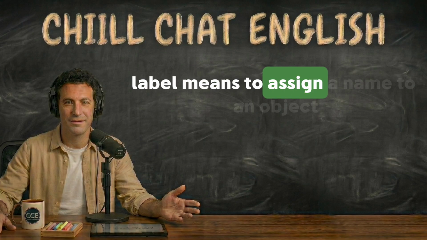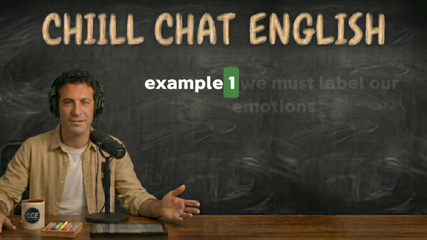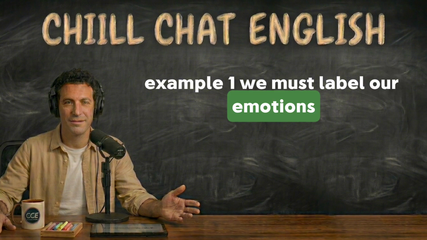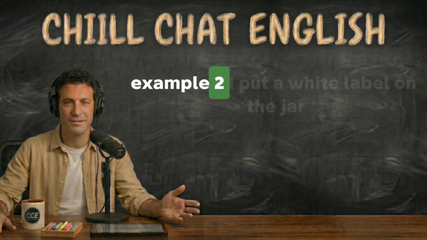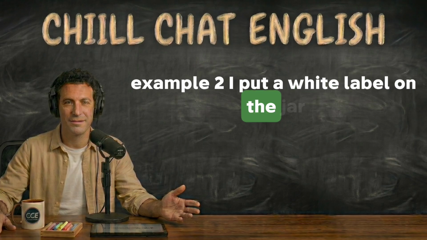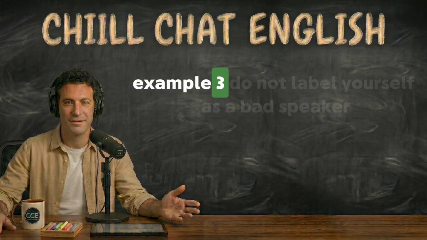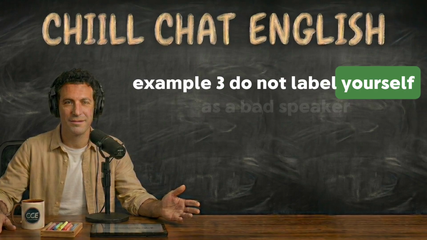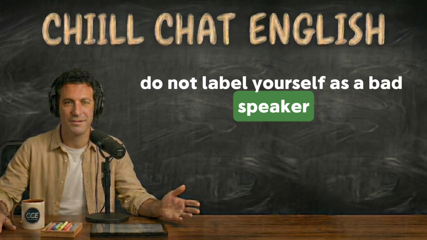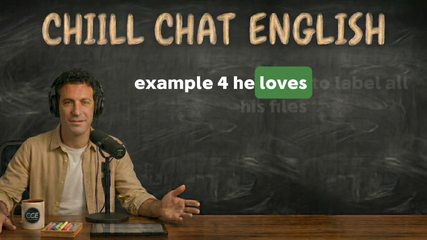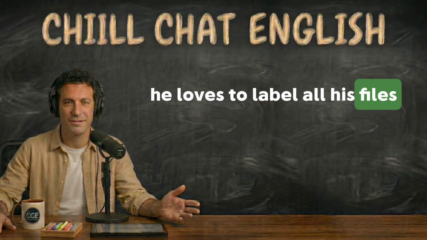Label means to assign a name to an object, concept, or feeling. Example 1. We must label our emotions. Example 2. I put a white label on the jar. Example 3. Do not label yourself as a bad speaker. Example 4. He loves to label all his files.